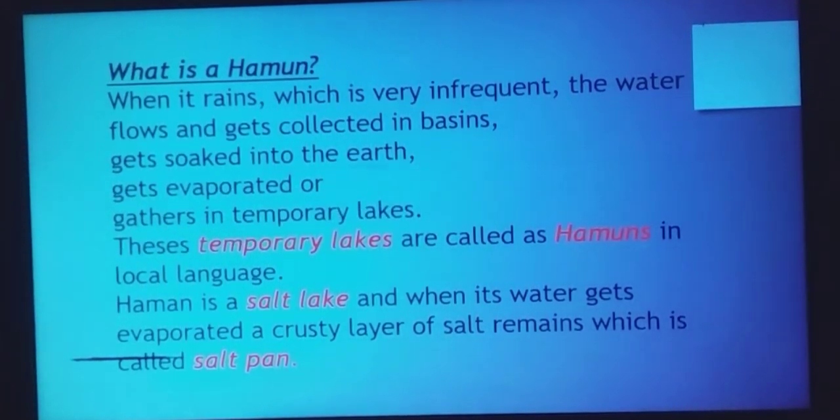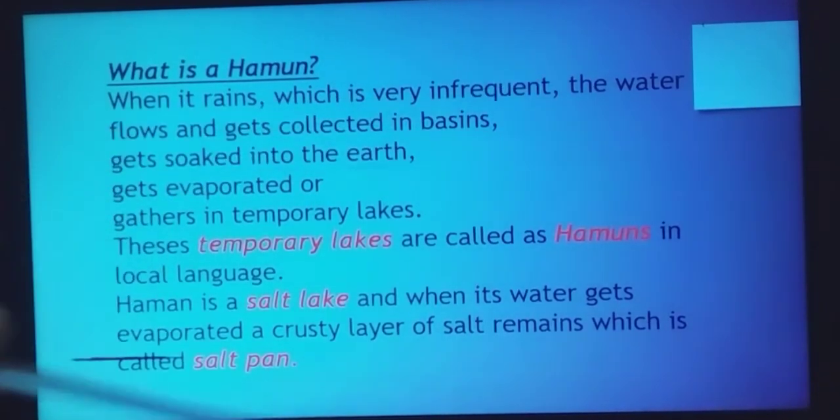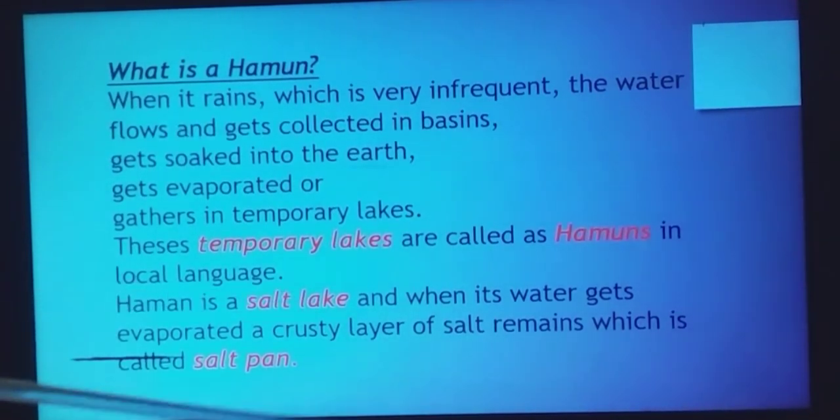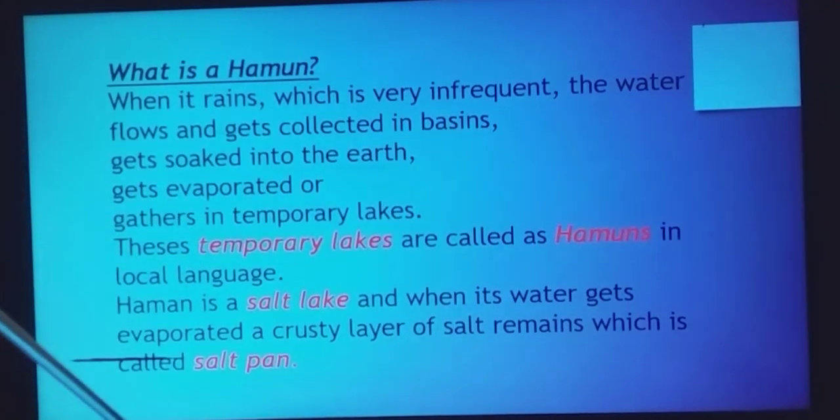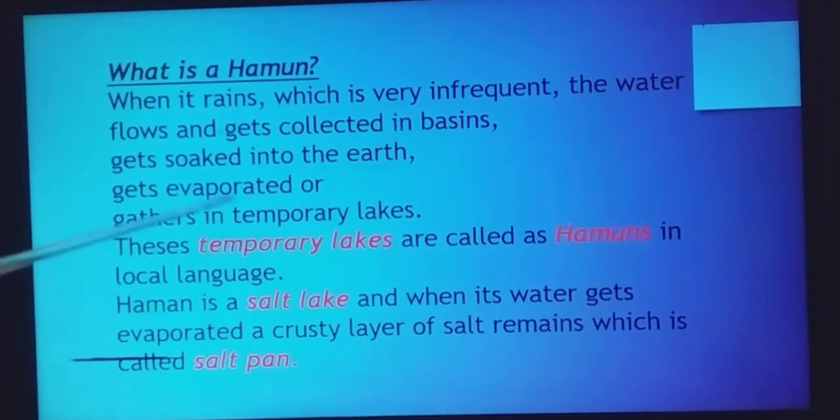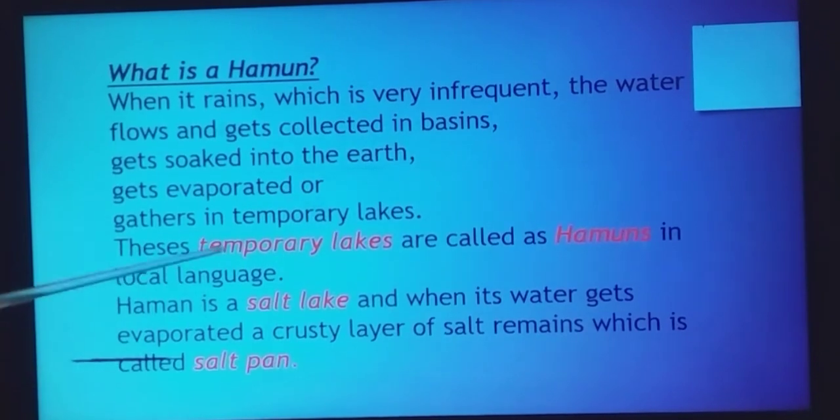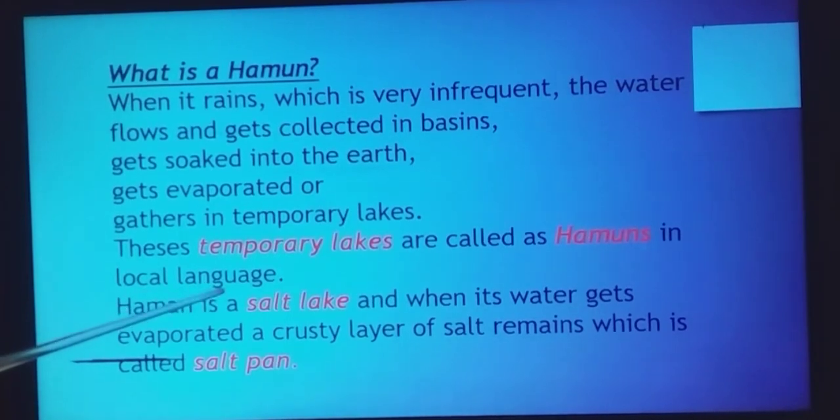I'm not talking about small basins, but you have to think about the land. How will the land form a basin? A kind of a depression. A basin would mean a form of a depression. So wherever there is a depression, obviously the rainwater would go and fill that depression, or it would get soaked into the earth. If the earth is very dry, it would get soaked into the earth, or it might even get evaporated, because it's hot there, so most of the water gets evaporated, or it gathers in temporary lakes. So these temporary lakes are called harmons, and harmon is a word of their local language.